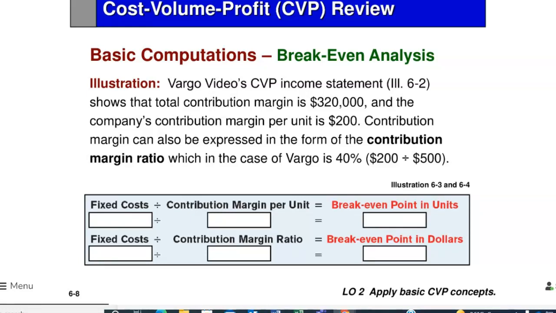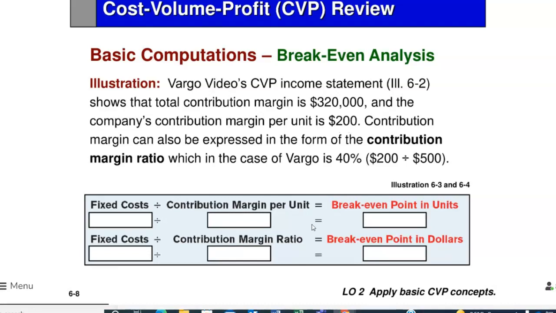And here we have Fargo, CVP, shows total contribution margin 320, and the company's contribution margin per unit is 200. Contribution margin expressed in the form of ratio is 40%. So now, if I want the break even in units, I simply take the fixed costs and divide it by the contribution margin per unit, which is 200.